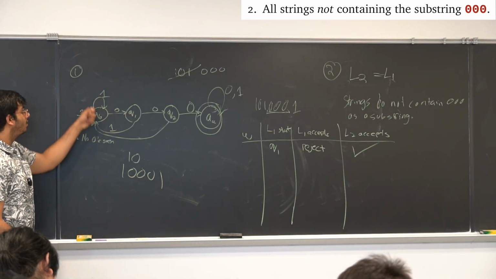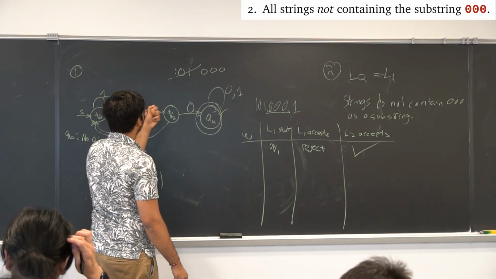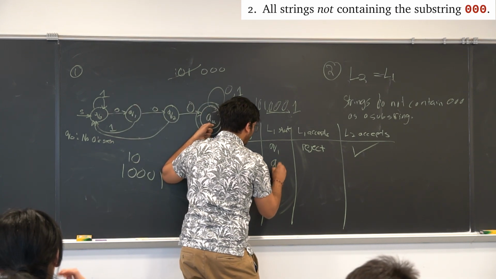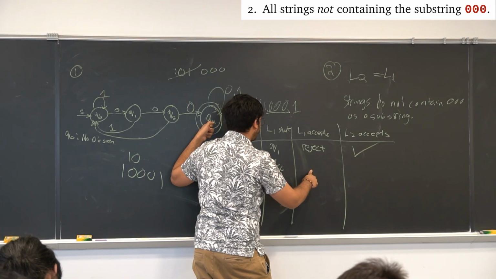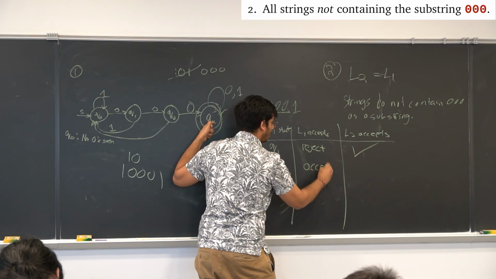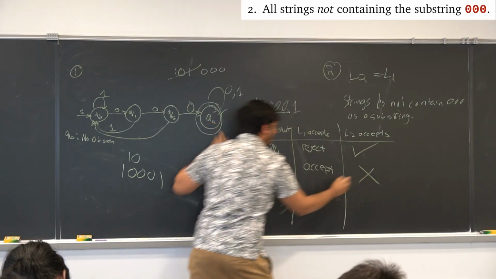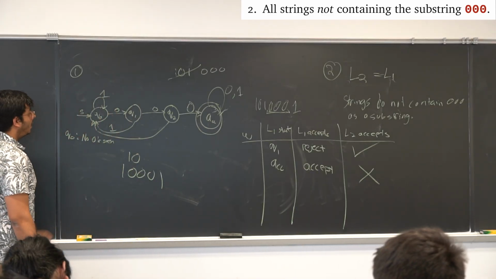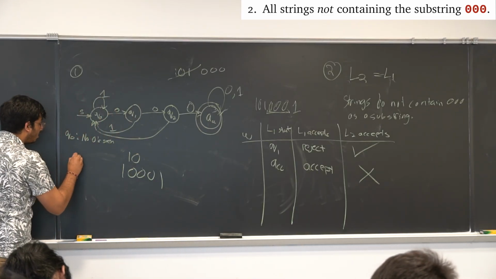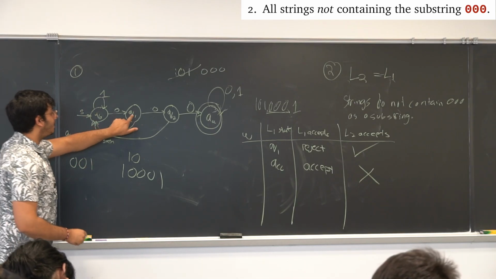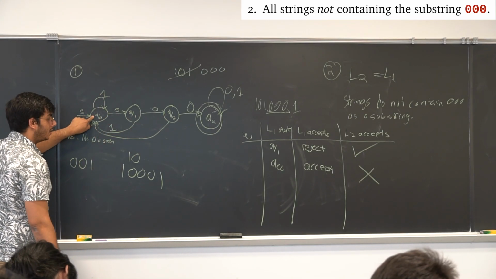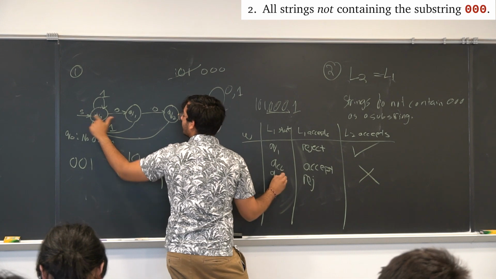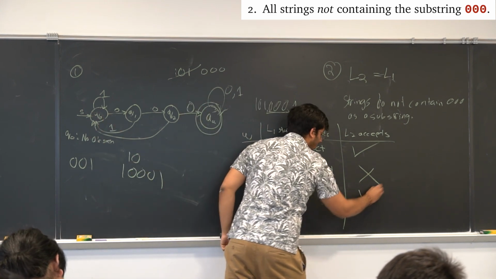I trace it out. 1, 0, 0, 0, 0, 0, 1. So L1 accepts, and I end up in ACC. And then this accepts, but L2 should reject this string. Okay. So let's take one more example. 0, 0, 1. So I take 0, I take 0, I take 1, I end up in Q0. So L1 rejects, but L2 should accept.